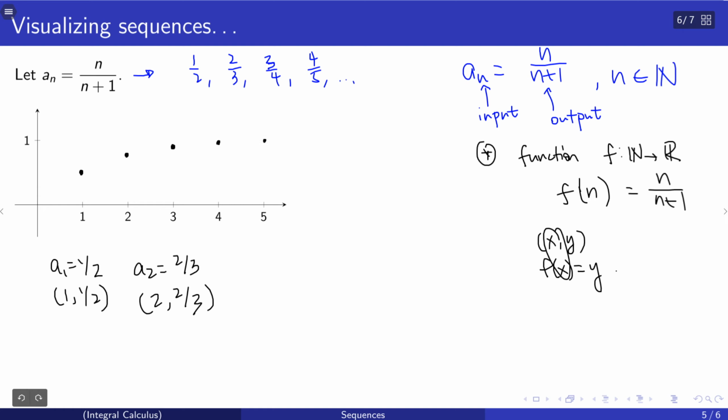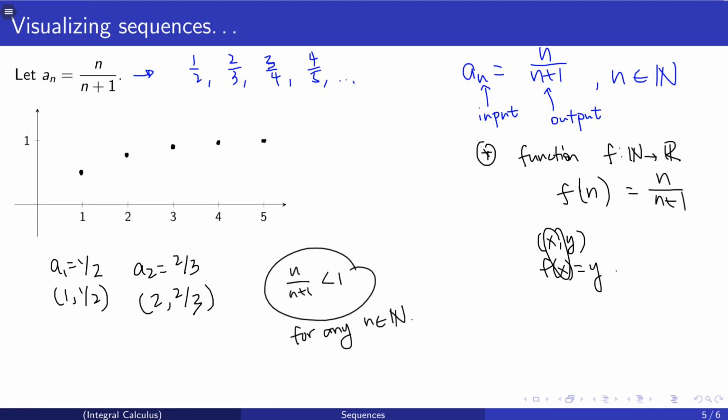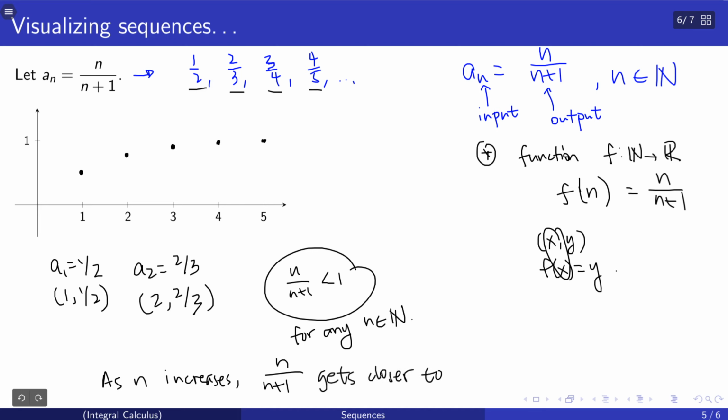Right? Because how do I know that I'm not ever going to go past the line y equals 1? Well, n over n plus 1 is always going to be less than 1, for any natural number n. Also, probably more interesting, is the fact that from term to term, as n increases, you'll notice that n over n plus 1 actually gets really close to 1.